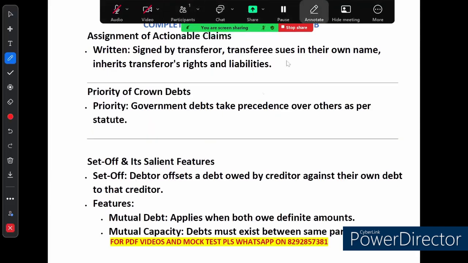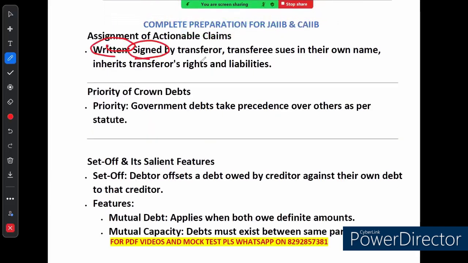See, an assignment of claim must be written and signed. It must be signed by the transferor. So after assignment, the new holder can sue in their name and takes on both the right and responsibility of the original holder. Now let's move on to the priority of the crown debt.